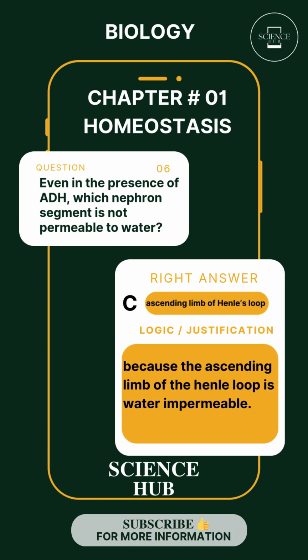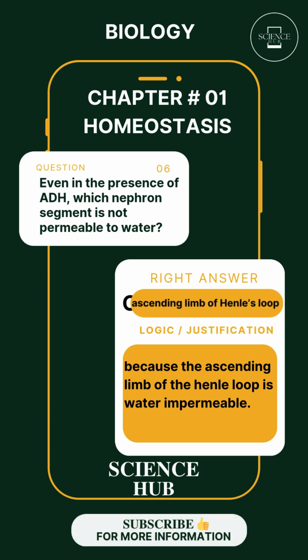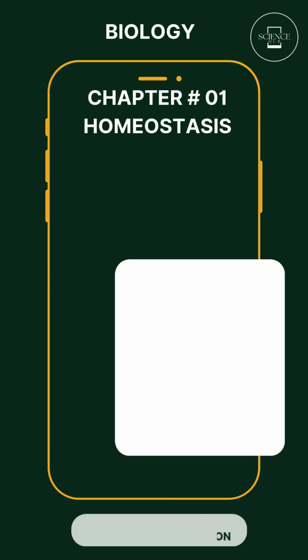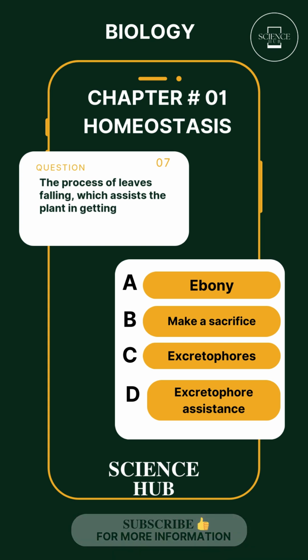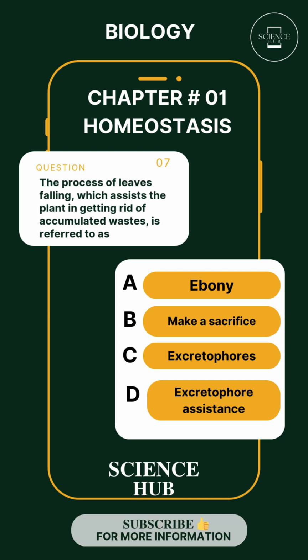Explanation. Option C is correct because the ascending limb of the Henle loop is water impermeable. Question number 7. The process of leaves falling, which assists the plant in getting rid of accumulated wastes, is referred to as option A, ebony, option B, make a sacrifice, option C, excretophore, option D, excretophore, assistance.